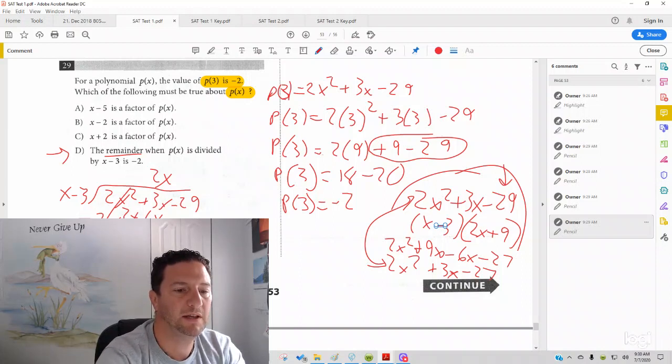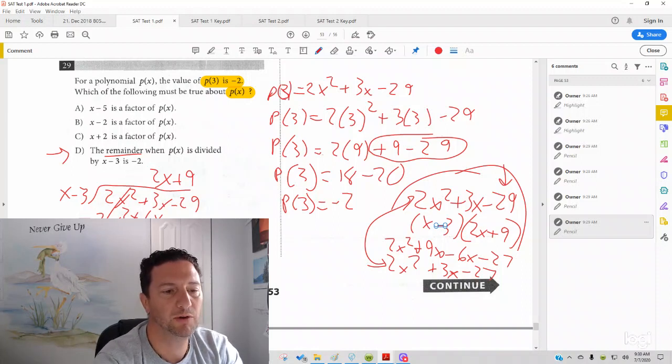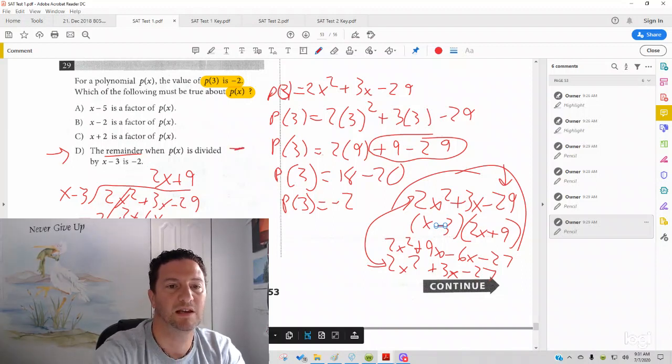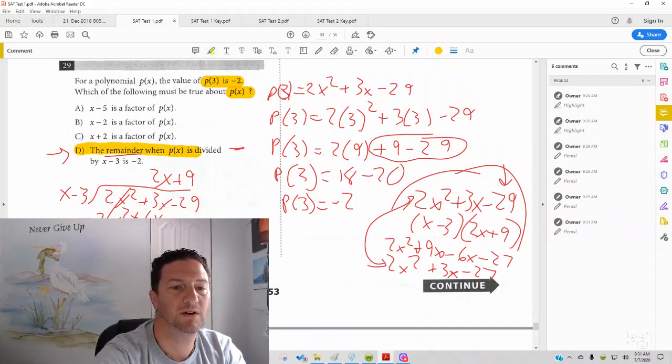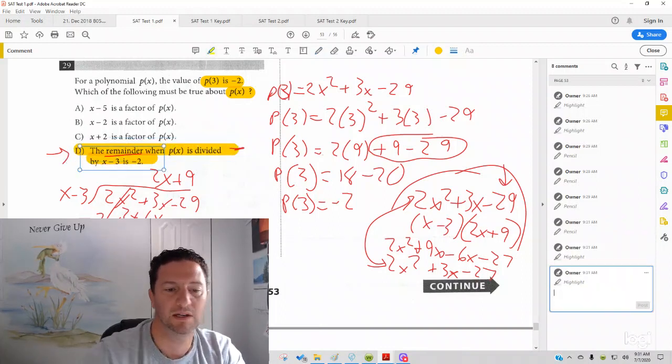And now, how many times does x go into 9x? It goes 9 times, so I put plus 9. When I multiply here, I get 9x minus 27. And then when I subtract, I've got to change a sign, add them down, these cancel. And sure enough, I get negative 2. My remainder is negative 2, just as this says. So, as it turns out, answer choice D is going to be my correct answer.